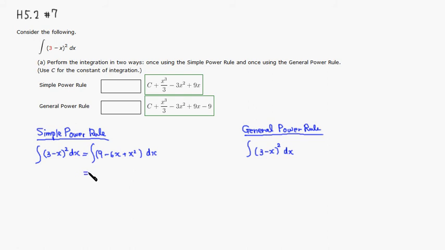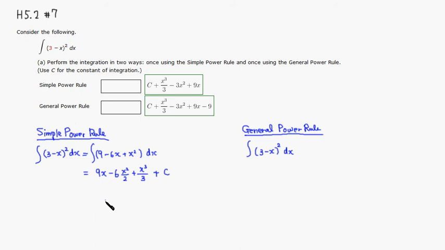So the antiderivative of 9 would be 9x. Negative 6 is just a constant, so the antiderivative of x is x squared over 2, plus the antiderivative of x squared would be x cubed over 3. Then you have plus some constant c.